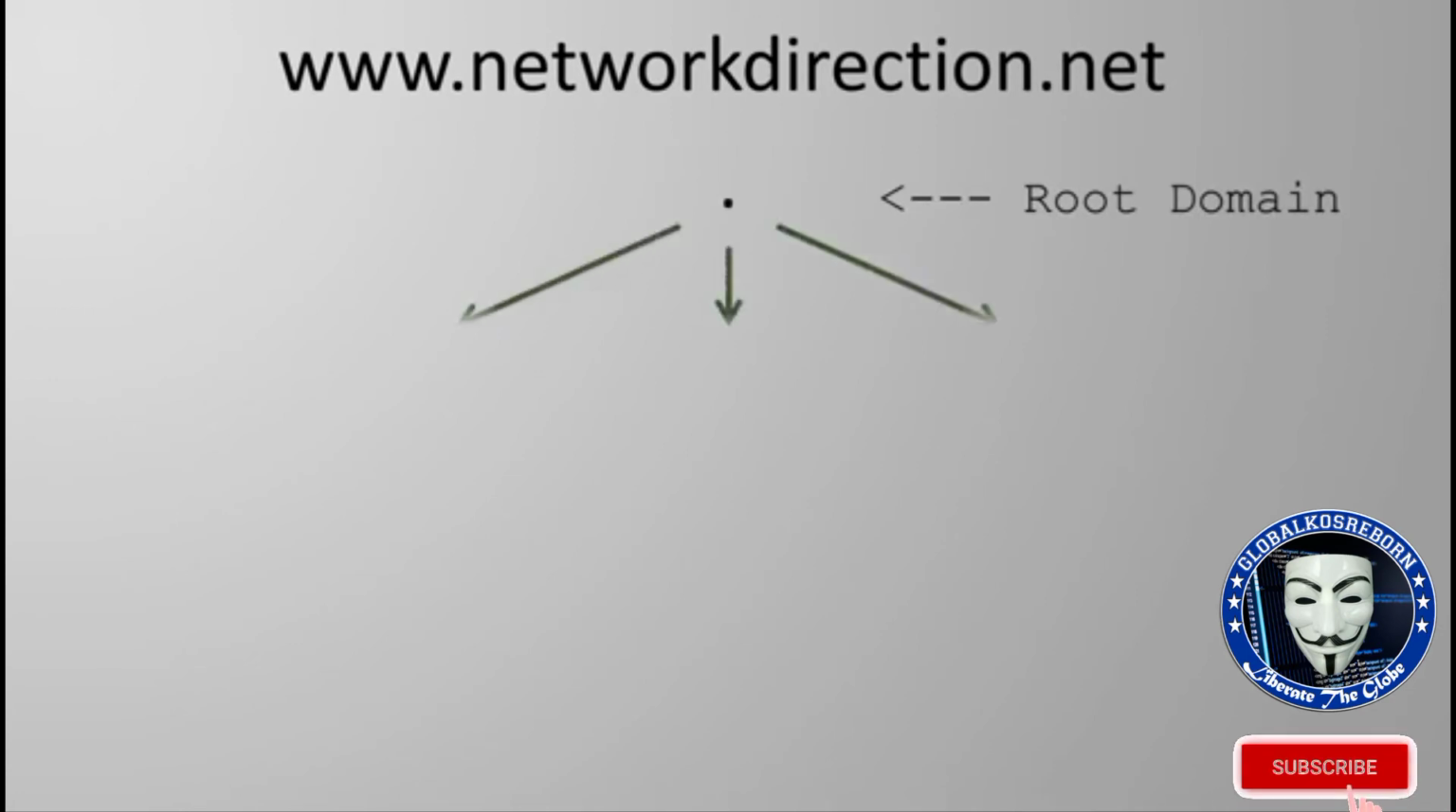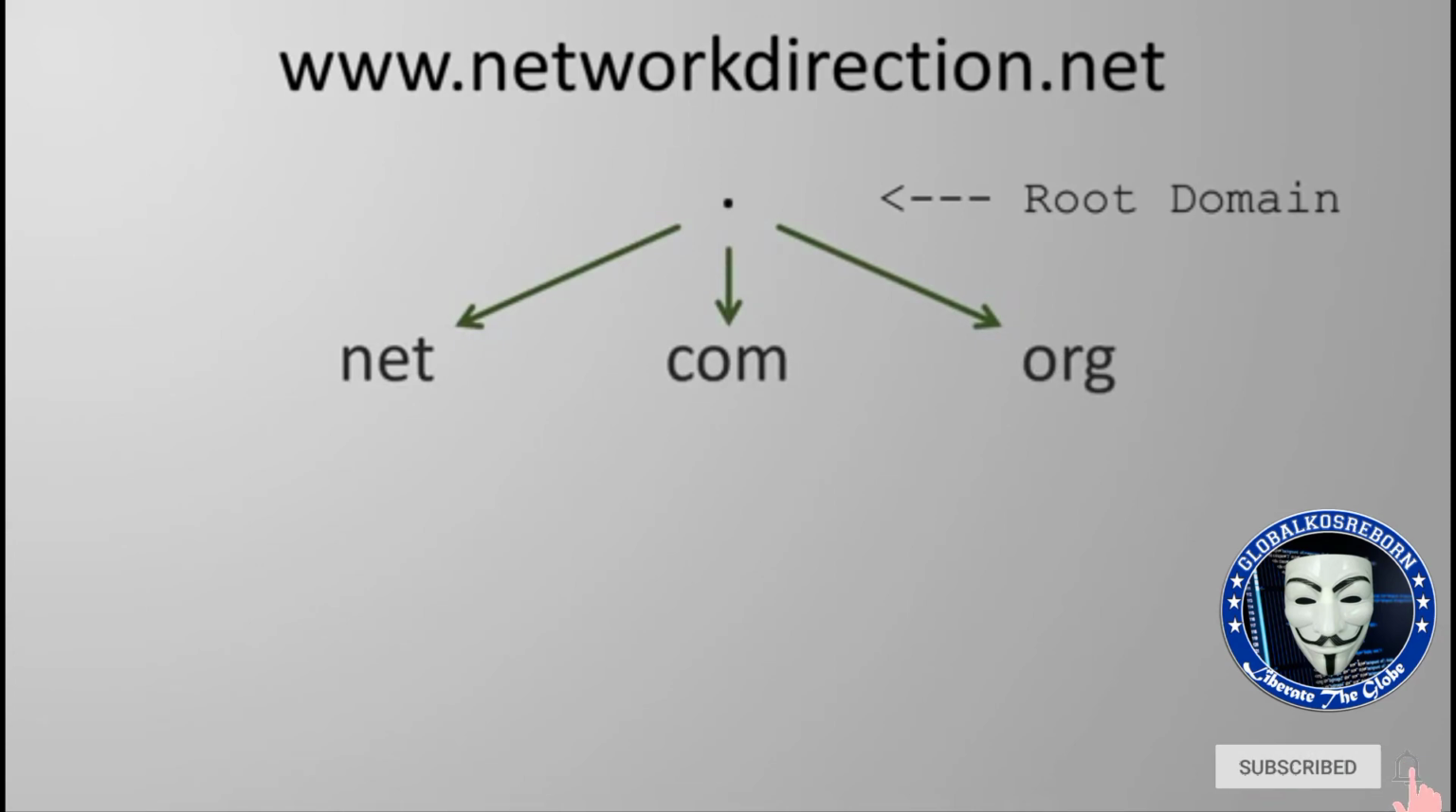Under that comes the top level domains, or TLDs. In our case, this is net, but there are other types like com and org and others. Sometimes there's even a country included, like co.uk or net.au.